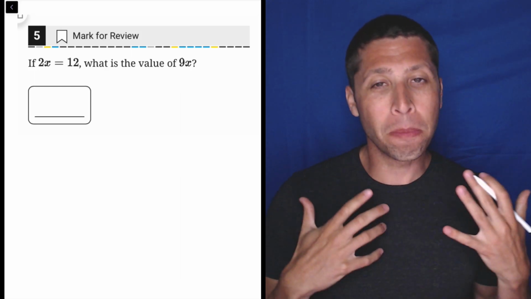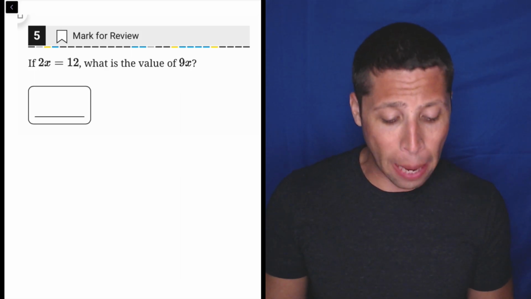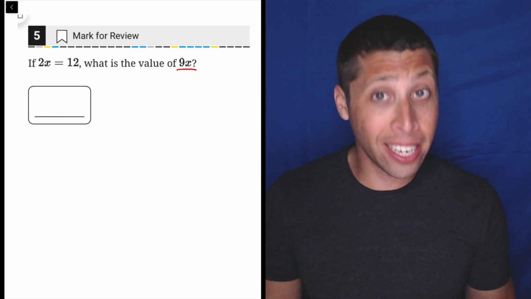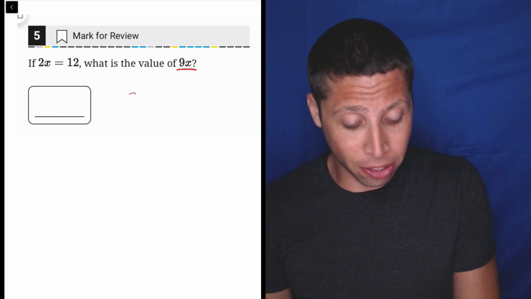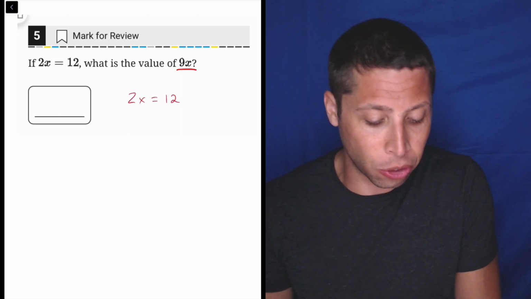For a question like this, just make sure you're actually reading the question and not just stopping short of the answer. They want 9x, they don't want x. For us to get x, though, is really easy, right? 2x is equal to 12.